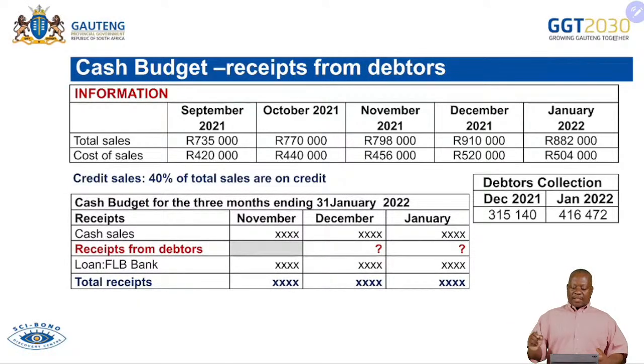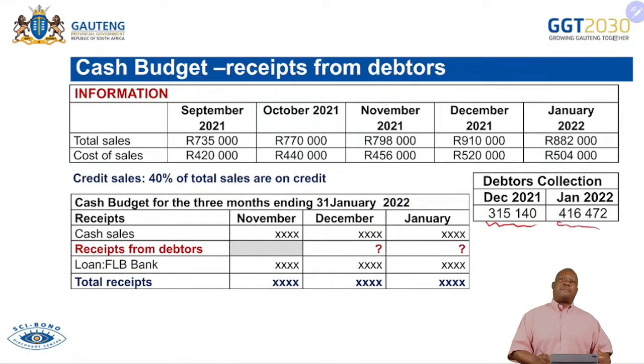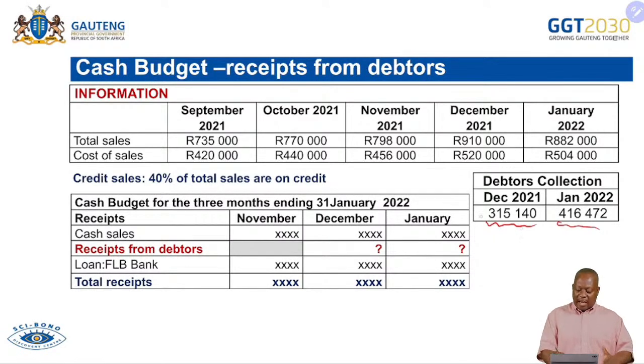So check from our debtors collection schedule, we ended up having these two very important amounts. So the collection for December is going to be 315,140. And the collection for January is going to be 416,472. So these figures are going to be taken into the cash budget. We start with the December amount. It replaces this question mark, which is red. And then the January amount replaces this question mark, which is also given in red.